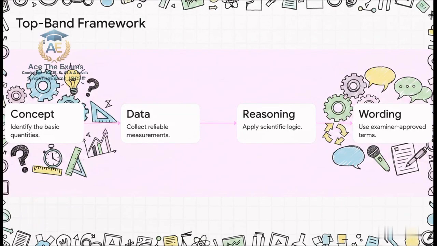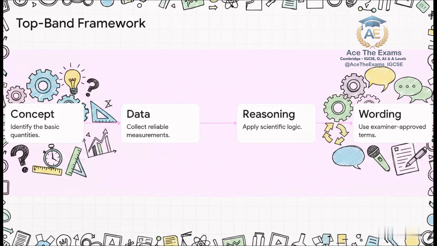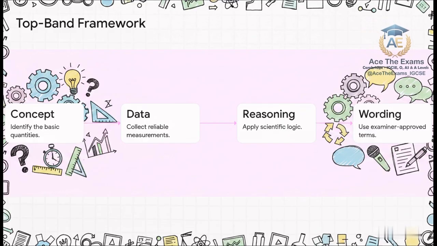Okay, let's fix this right now. To solve these errors and lock in your top band marks, you need a bulletproof, systematic approach. A quick win you can apply to literally any measurement question. It's our 4-part top band framework: concept, evidence and data, scientific reasoning, and finally, examiner wording. If you hit all 4 of these, you're not just writing an answer, you're essentially forcing the examiner to give you full credit. Let's break down exactly how to use it.